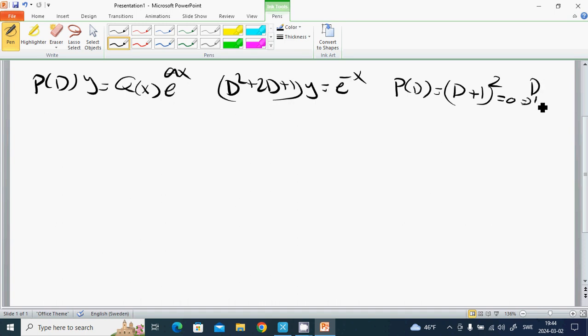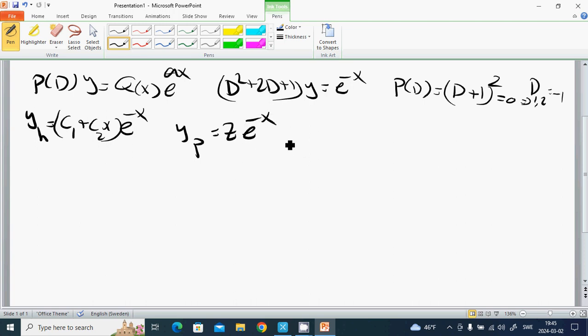Then D₁,₂ equals -1, so y_h equals (c₁ + c₂x)e^(-x). And y_p we are going to guess, because it has such a model and it is a driving function. Then we put z e^(-x).